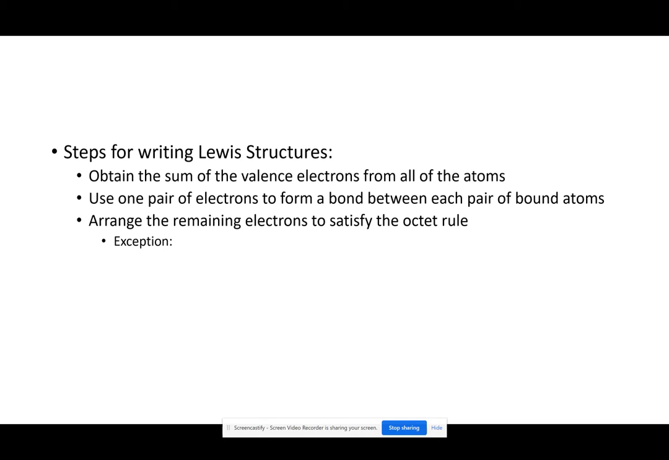So when you're writing Lewis structures, you're going to add up all of the valence electrons from all of the atoms to see how many electrons to use. You're going to start with just one bonding pair between each pair of bound atoms, and then you're going to arrange the remaining electrons to satisfy the octet rule. Again, that stable noble gas configuration, typically 8 electrons will satisfy the octet rule. Exceptions, of course: hydrogen will always only form one bond. It will have no lone pairs.